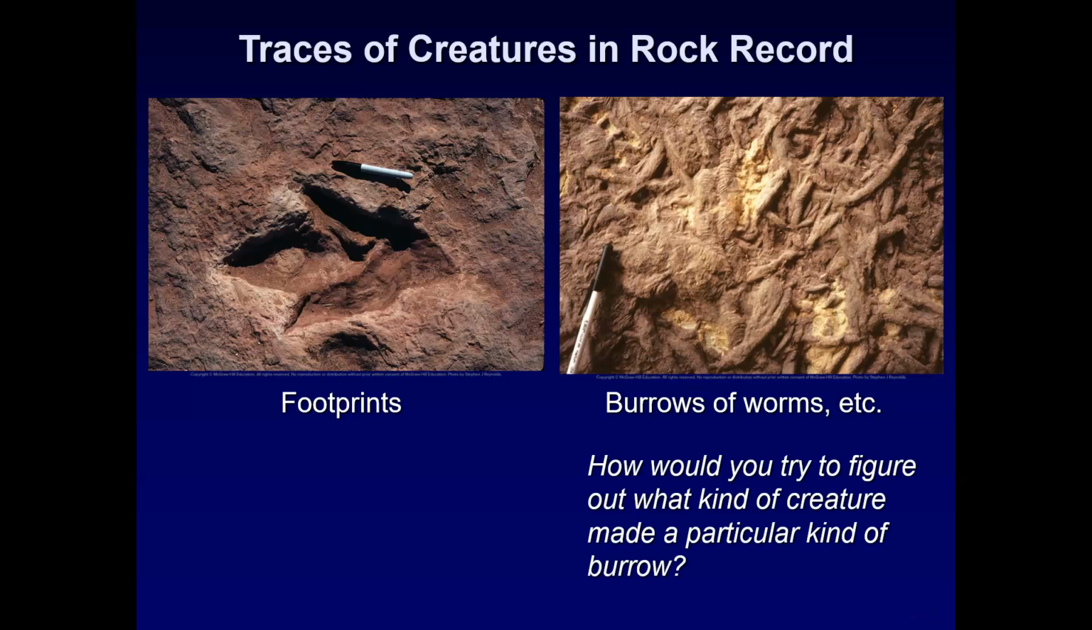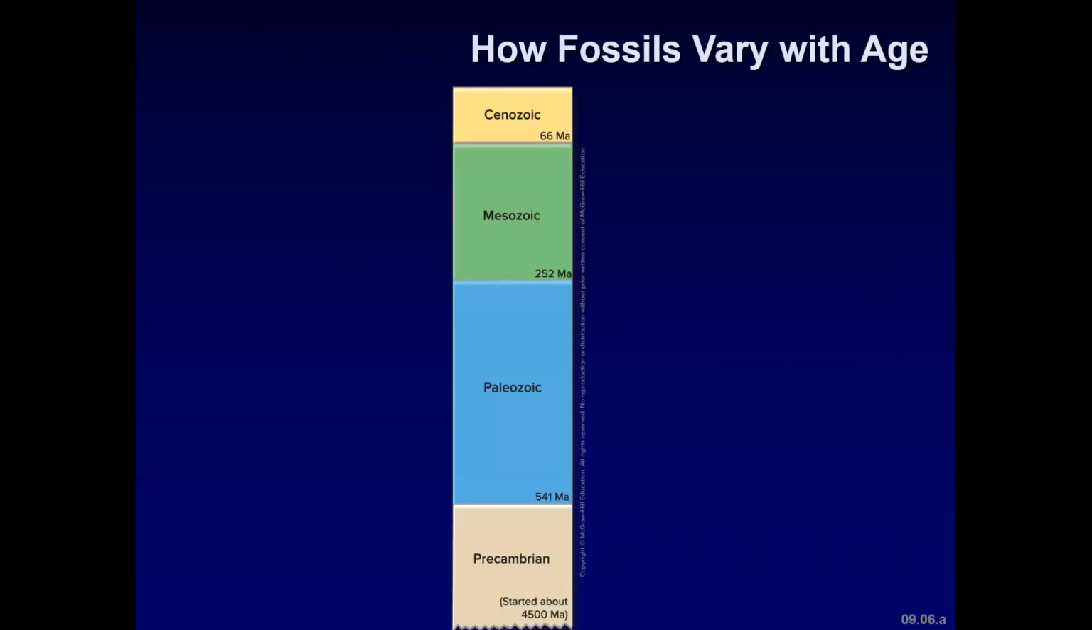How would we try to figure out what kind of creature made this? We'd kind of look at the size of the burrow too, the length, the depositional environment. That could point us to who is responsible for all these burrows. All right, so throughout geologic time, we see different types of fossils.